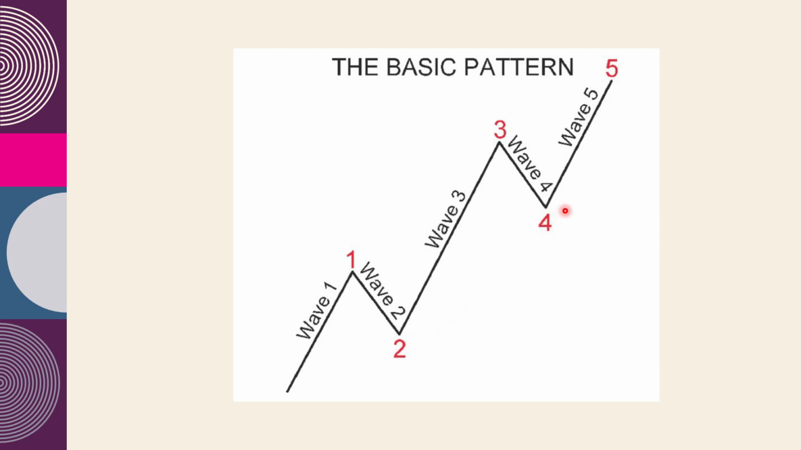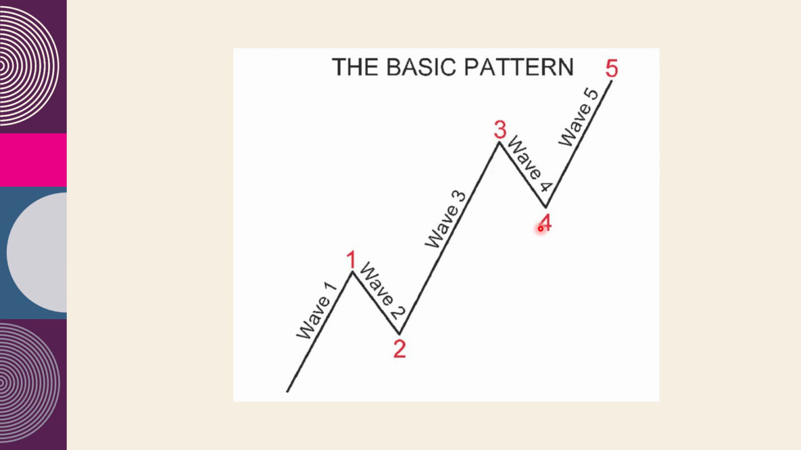In this 5 wave sequence, there are 3 waves that are motive. What are they? Number 1, this is a motive wave. Number 3, this is a motive wave. Number 5 is also a motive wave. When these 3 are motive waves, what are the corrective waves? Number 2 is a corrective wave and number 4 is also a corrective wave, because they are against the trend.